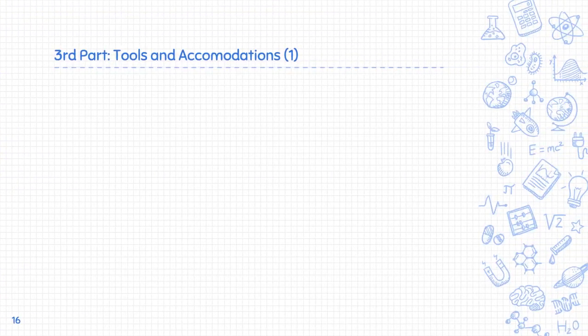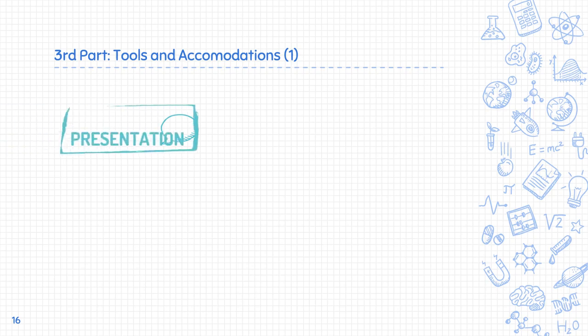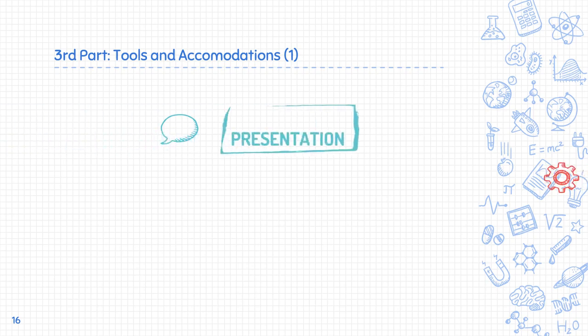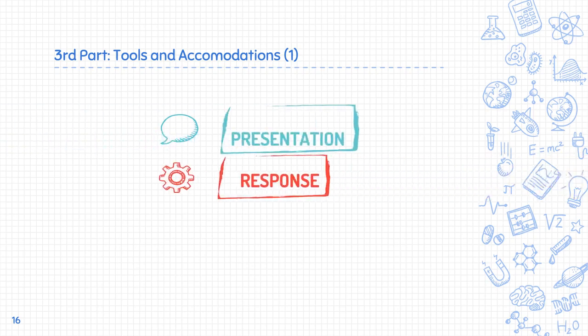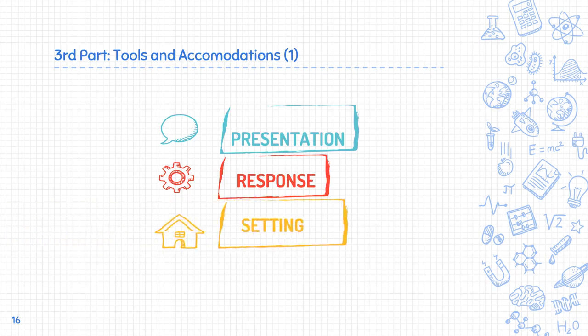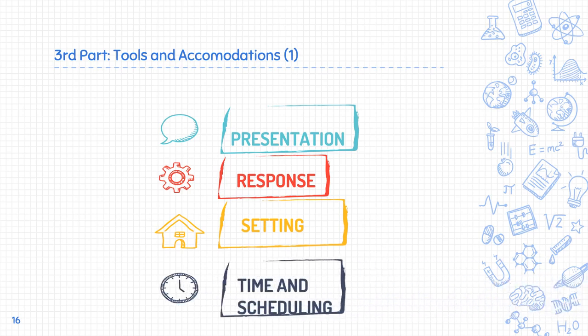Different schools or institutions use different lists and labels for accommodations. Even if it is impossible to be exhaustive, most accommodations can be organized into 4 main categories. Presentation, changing the way test items are presented.